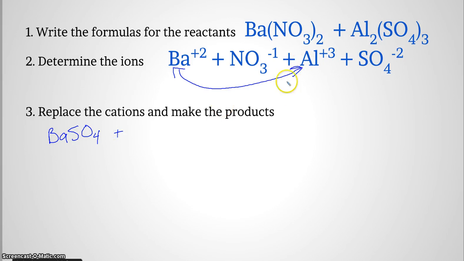And then the aluminum is going to come over here and bond with the nitrate. Aluminum is +3, nitrate is -1, so we're going to need 3 nitrates. Okay, so those are the two products that are formed, okay? Now our next step is going to help us determine the precipitate.